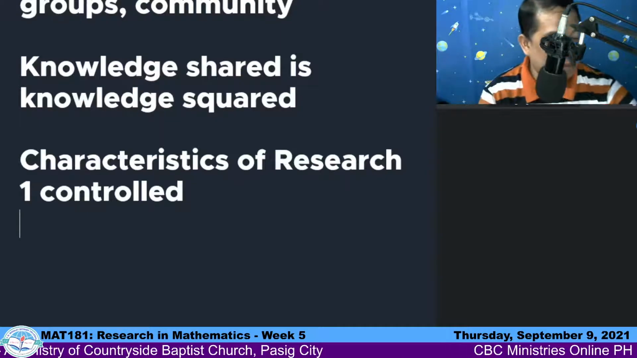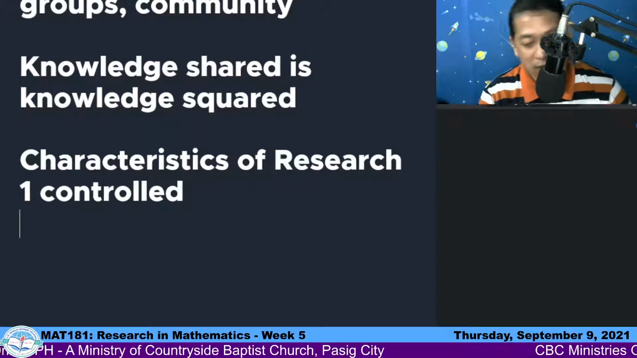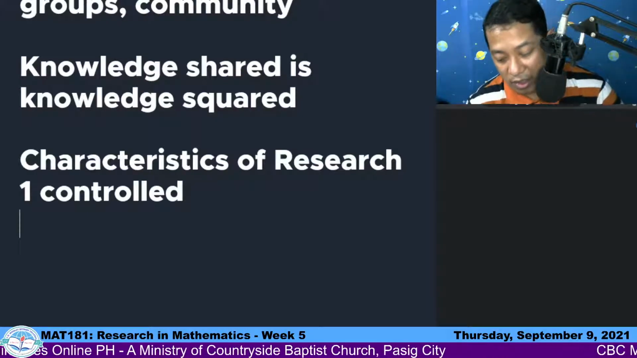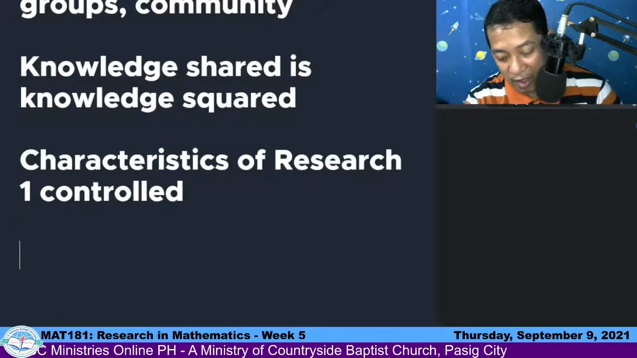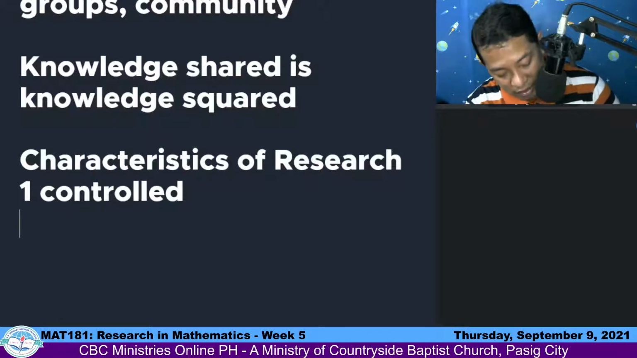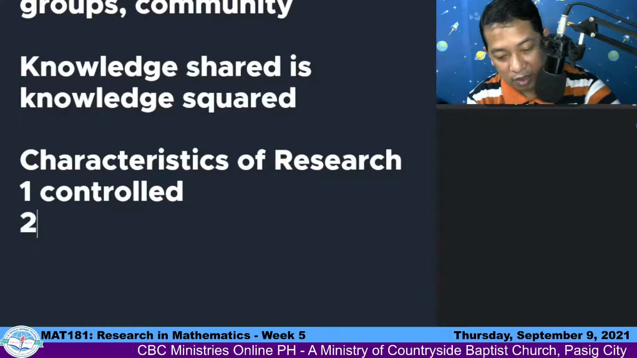Of course, there must be a particular control, no, ng variable. No? Hindi pwedeng out of control yung research. So, hindi talaga research yun kung out of control.